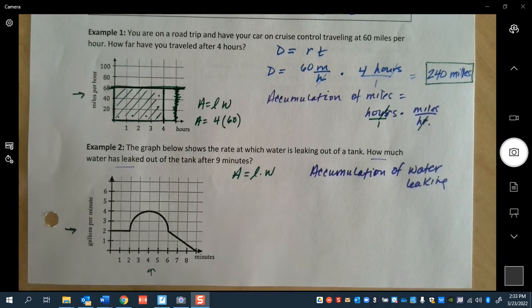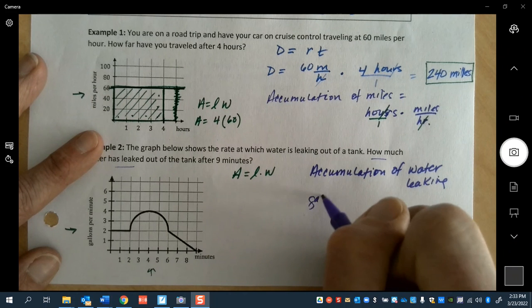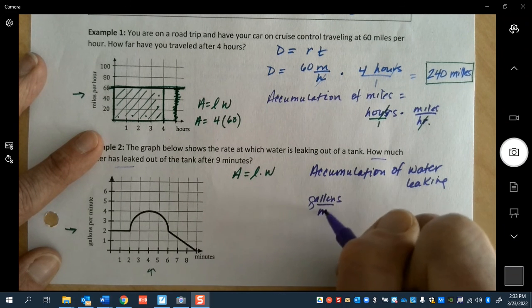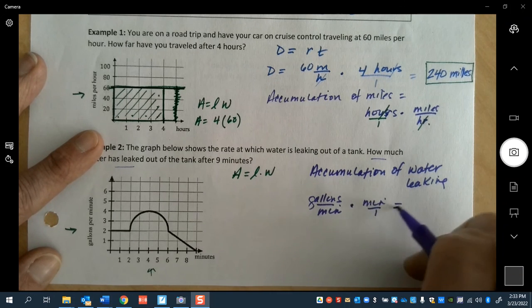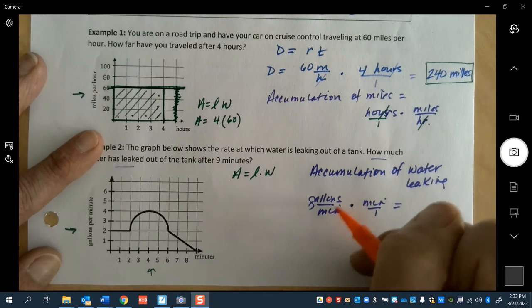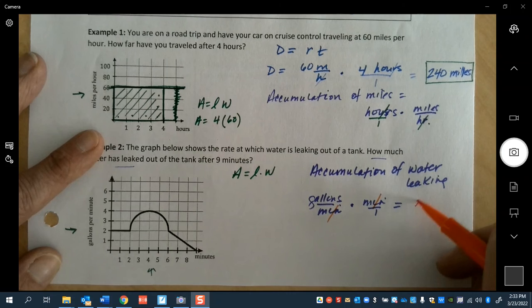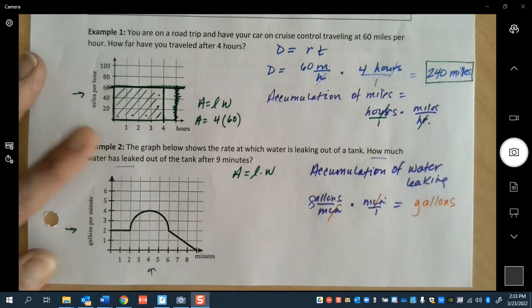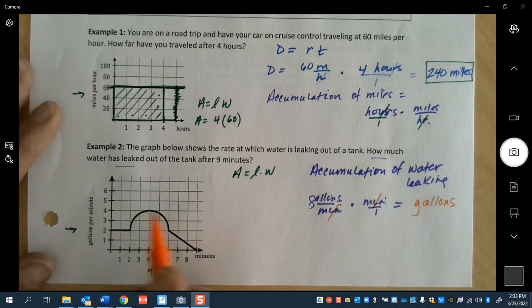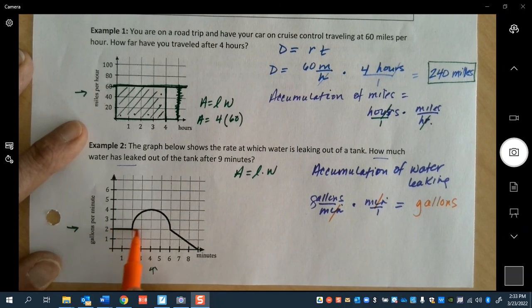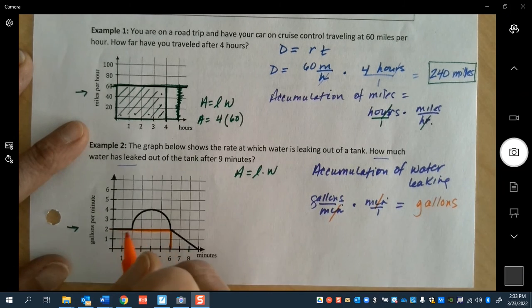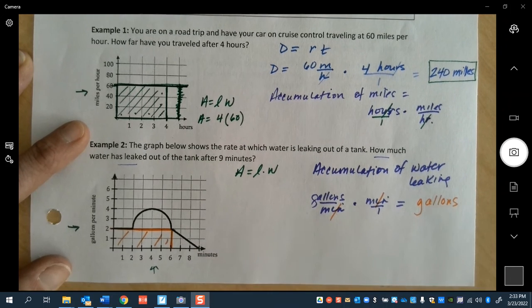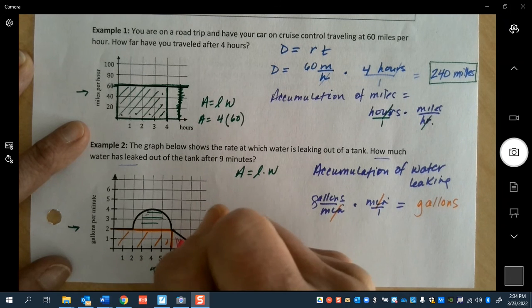How much water has leaked? When we multiply these units together, if I take my gallons per minute and I multiply it by my minutes, notice what unit I am going to end up with. So it's an exercise in finding the area under the curve. In Math 7 Honors, they taught you how to do what they called composite figures, which is dividing up a graph into what you do know how to find the area of.